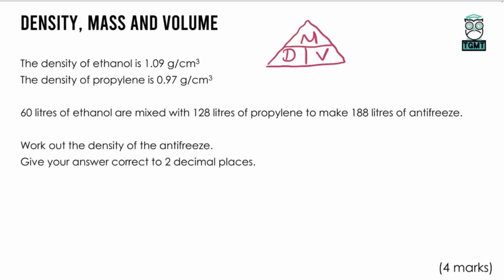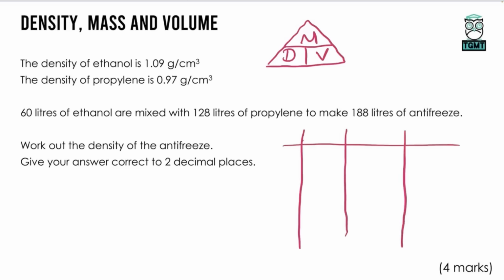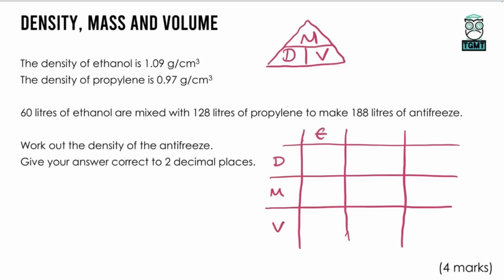And again we can use a formula triangle. So here we have lots of information. We've got lots of things getting mixed together. When we have this scenario, I like to draw it in a two-way table, just to keep everything really organised and clear as to what we have and what we're looking for. So we'll have a density, a mass and a volume for each thing. We have the ethanol, we have the propylene, and then we have the antifreeze. And there we go, I'm going to write the antifreeze there.